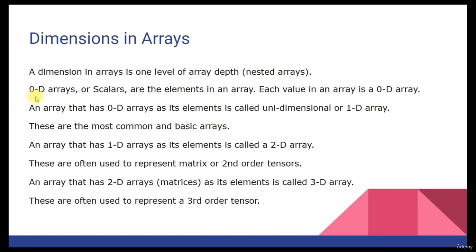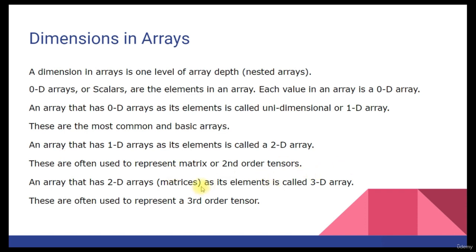So first of all, we'll see the 0D arrays, or we can also call them scalars in NumPy. So scalars or 0D arrays are the elements of the array itself. So each value in an array is a 0D array or a scalar. Now an array that has 0D arrays as its elements is called a unidimensional or one-dimensional array. So these are the most common and basic arrays. And an array that has 1D arrays as its elements is called a 2D array. Now the 2D arrays are often represented as matrices or second order tensors.